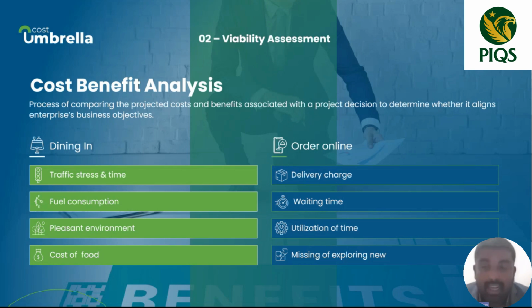I am telling this again. It is not that easy to turn every intangible benefit into a tangible asset, but you have to try. This is the concept of cost benefit analysis. If you have an investment plan, let's say 100 million, what is the benefit from that 100 million, right? The example I'm using, you always have two options.